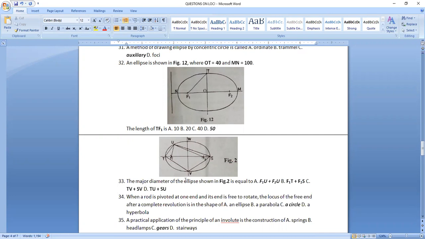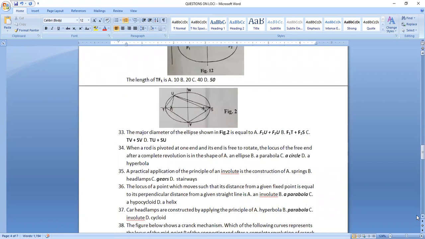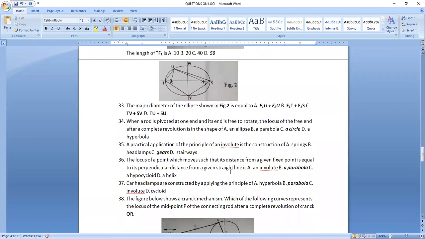Question 33, the major diameter of the ellipse shown is F1U plus F2U. So that is the sum of F1U and F2U to give us TS, which is equal to the major diameter. When a rod is pivoted at one end and its end is free to rotate, the locus of the free end after a complete revolution is in the shape of a circle. Just visualize that. And question 35, a practical application of the principle of an involute is the construction of gears. Construction of gears, that is option C.